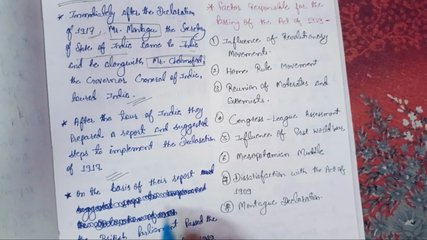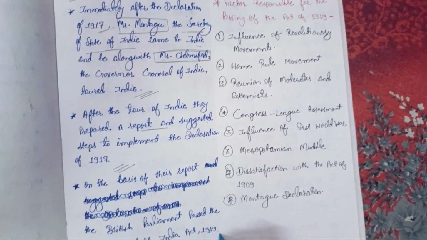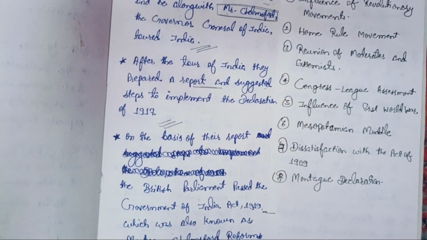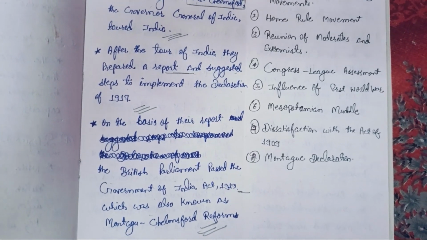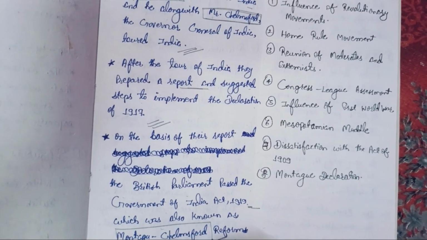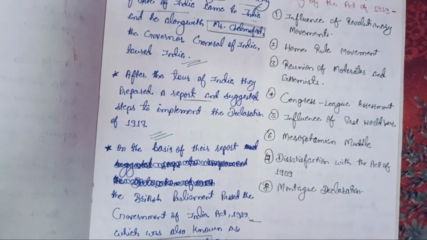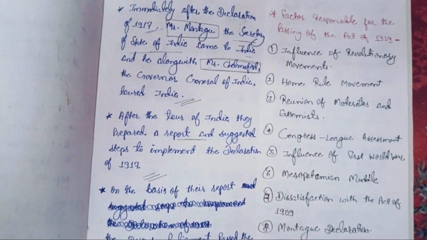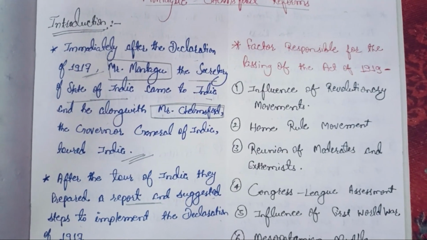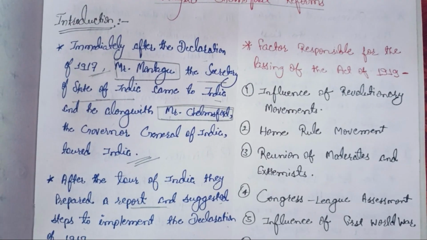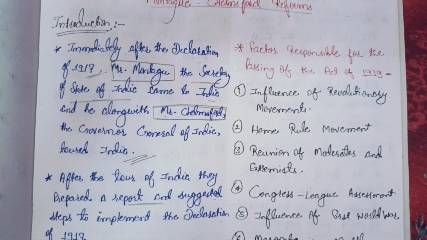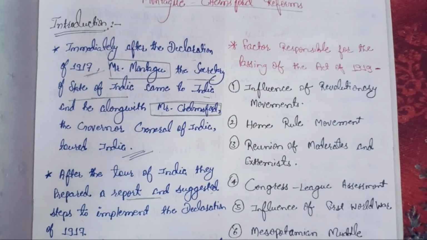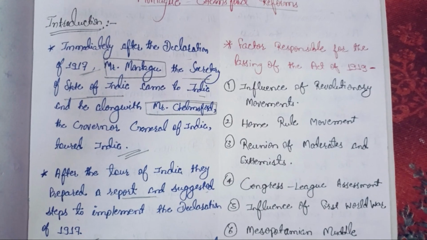On the basis of their report, the British Parliament passed the Government of India Act 1919, which is also known as the Montagu-Chelmsford Reform. This name is given because it was based on the report of Montagu and Chelmsford. Now let's see the factors responsible for the passing of the Act of 1919. Basically the factors are similar to those of the Montagu Declaration of 1917, meaning the factors which led to the declaration of 1917 are the same factors which led to the Act of 1919.